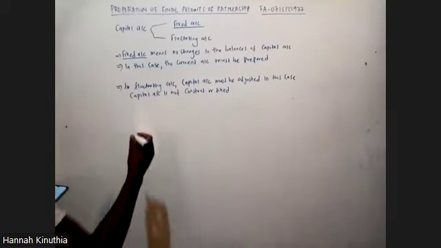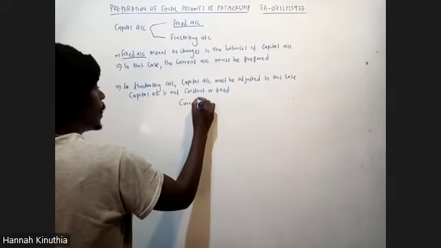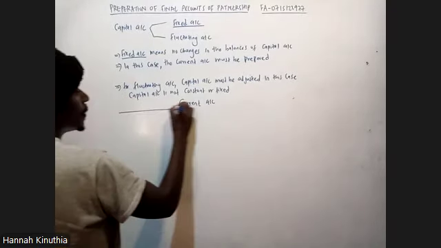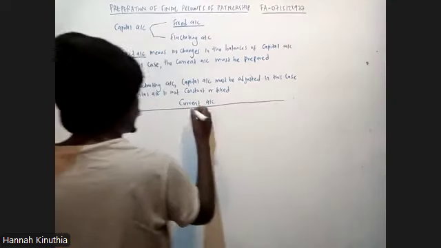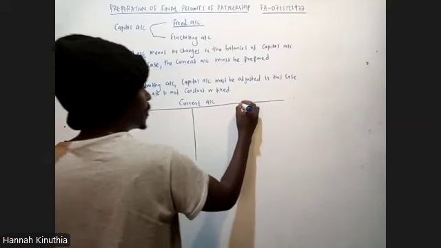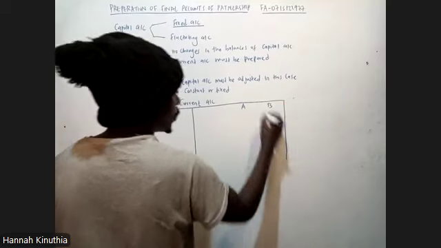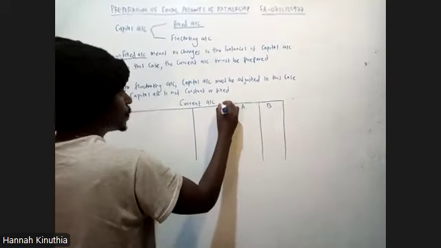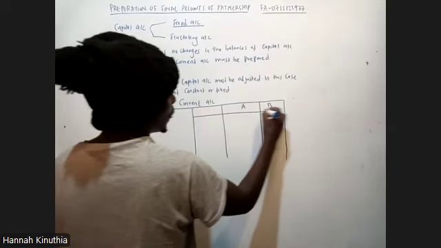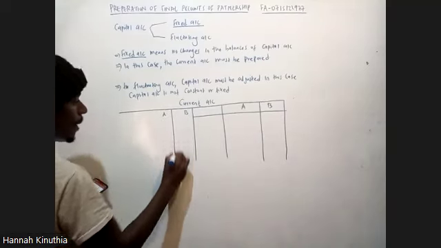So formats, let us see the format of the current account. Current account format, I will put it here. So let us assume we have two partners, partner A and partner B. We are going to assume we have only two partners.